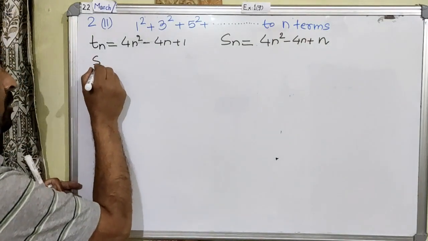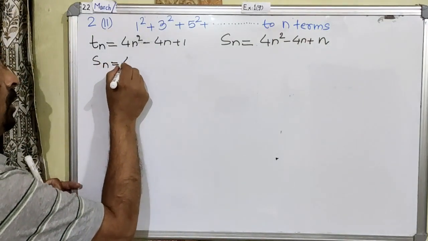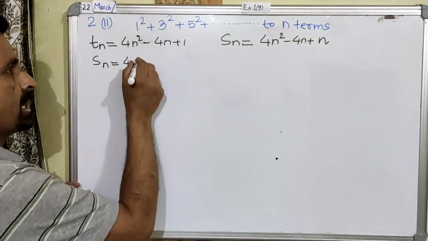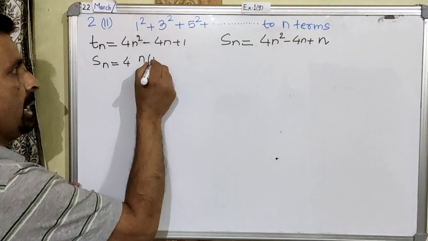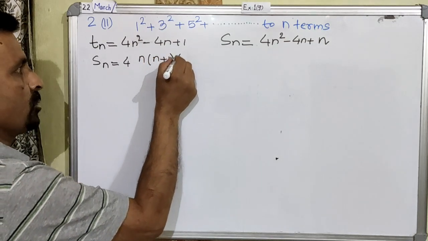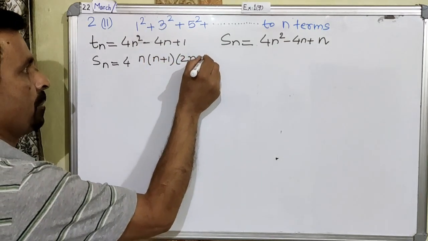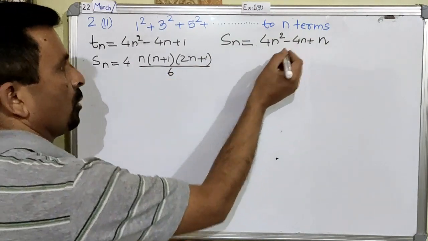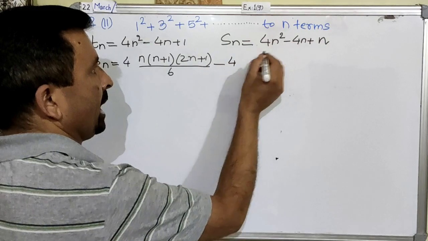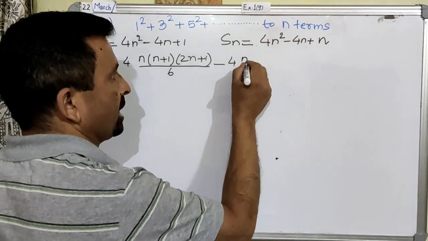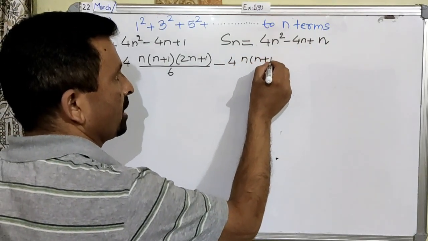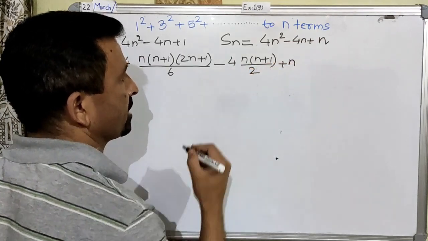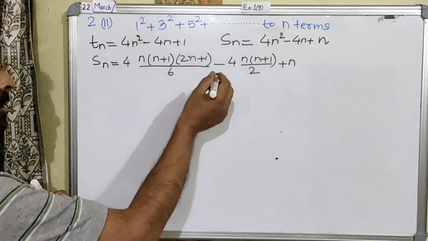And now we can replace it by its formula. So Sn will be equal to 4 and n², sum of the square of the first n natural numbers, that is n(n + 1)(2n + 1)/6. Now minus 4n, n is the sum of the natural numbers, which is n(n + 1)/2. And plus n as it is. Is it alright? Now let us simplify first of all.